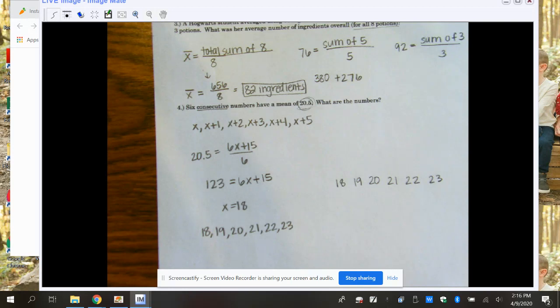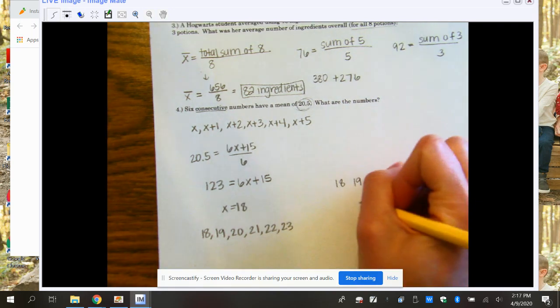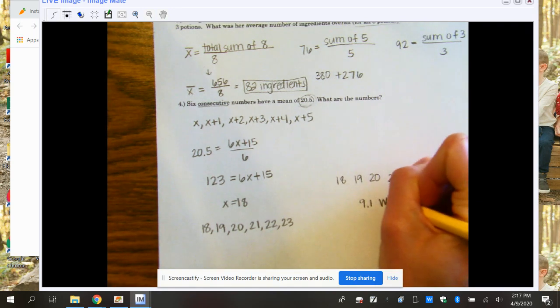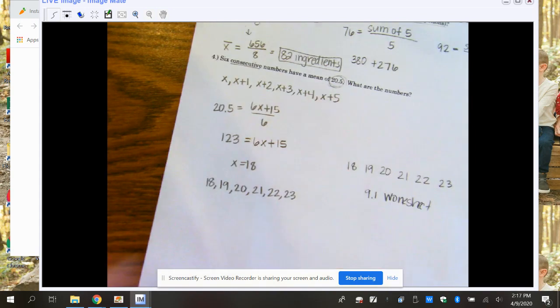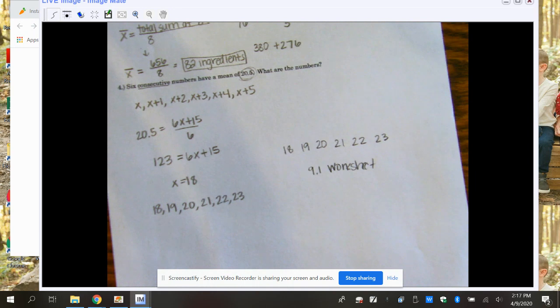Okay, all right. So your homework tonight is the 9.1 worksheet that's posted on Canvas. If you do not have access to a printer, you are more than welcome to just do the work on a piece of paper and submit a picture of that. Just hop on Canvas Conferences if you have any questions.